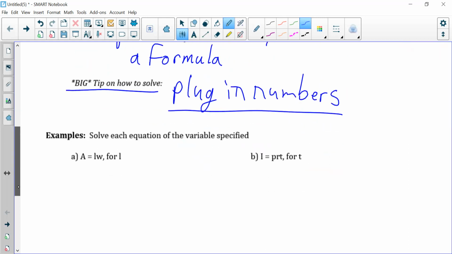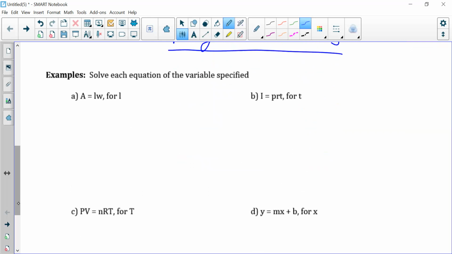Let's scroll down to our example so we can see exactly what a literal equation is and what we're wanting to do. First one: A equals L times W, and we want to solve it for L. You recognize this formula? Yeah, it's the area formula for a rectangle. Area equals length times width. Well, we want to solve this for L. This would be used, for example, if I have a word problem that says my area of my rectangle is this, I know my width is this, how long is it?